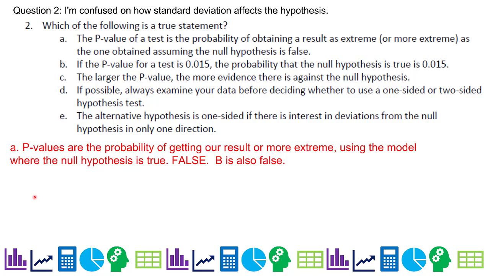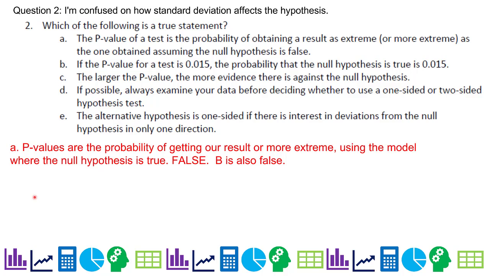Okay. If the p-value of a test is 0.015, the probability that the null hypothesis is true is 0.015. No, it's not the probability that something is true. This is kind of like parameters. The null hypothesis is either true or it's not true, all right? It's not trying to change its mind. It is either true or not true. So there's no predicting that it's true. We're just trying to measure and estimate. So B is also false.